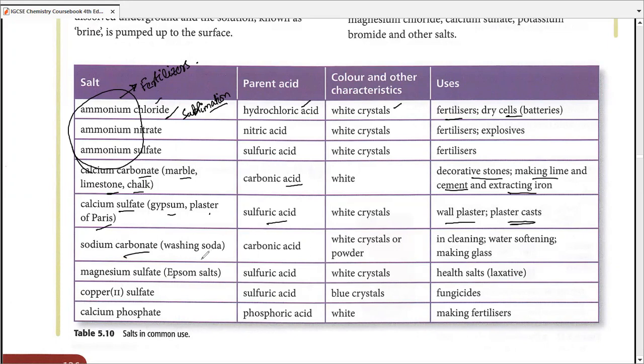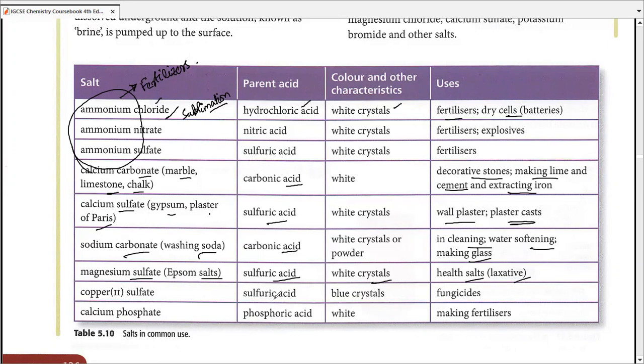Sodium carbonate, which is commonly known as washing soda, and is actually a part of detergents as well, it comes from carbonic acid, is white crystals of powder, is used in cleaning purposes, water softening, and also making glass. Magnesium sulfate, Epsom salts, is commonly known. The parent acid is sulfuric acid, white crystals, and these are health salts. They're actually laxatives and commonly used for the removal of constipation.